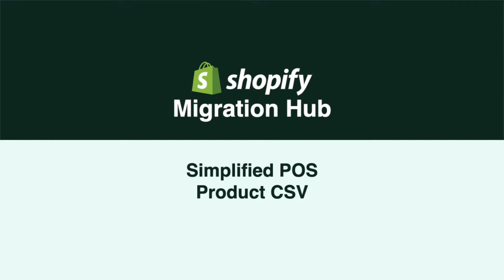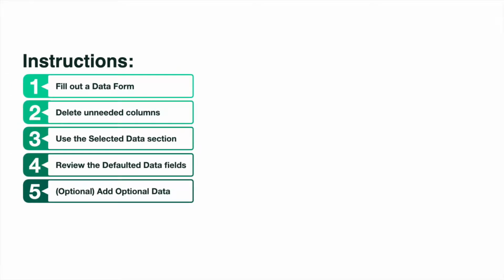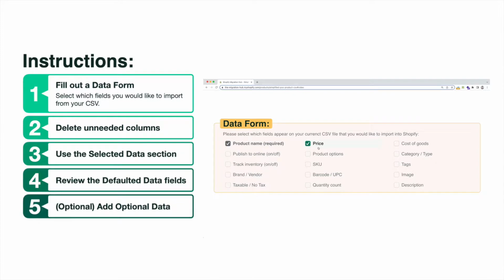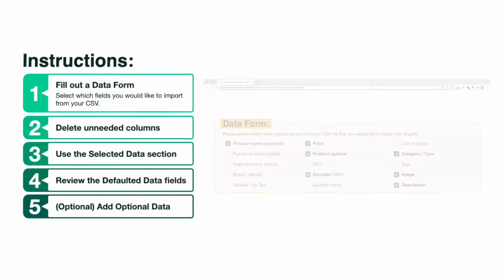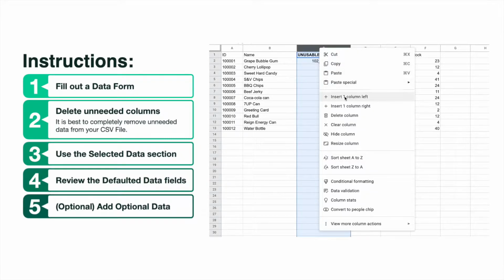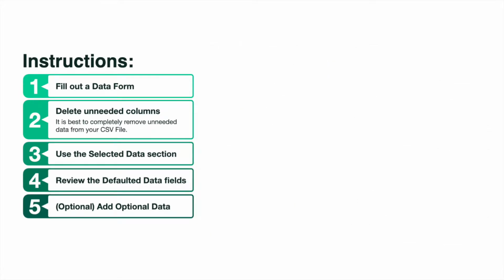Let's start by quickly going over the instructions. First, you will fill out a data form. In this step, you will select which fields you would like to import from your CSV, and the page will change based on your answers. Then, you will delete unneeded columns from your CSV file. It is best to completely remove unneeded data from your CSV file. This will ensure that your file will import as quickly as possible, and it will also help you avoid any potential unwanted import errors.